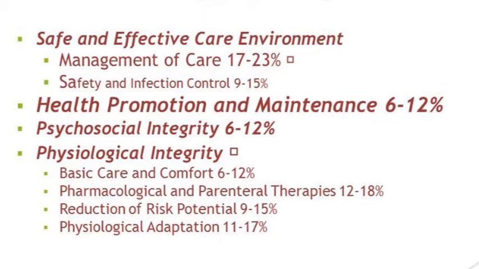And then there are 2 more categories. One is called reduction of risk potential. It's 9 to 15%. It's really interesting when you get into the detailed test plan. What you're going to see under reducing risk potential is where you see labs, helping patients understand and interpret labs, and getting patients ready for diagnostic procedures. Those are a couple of examples that I've seen under there.